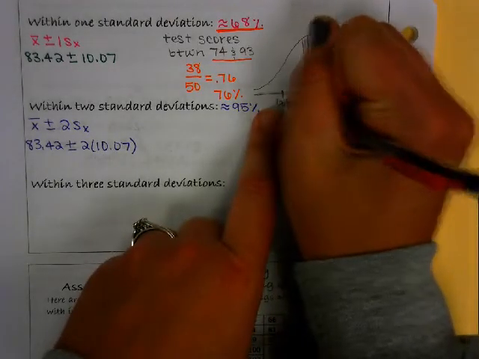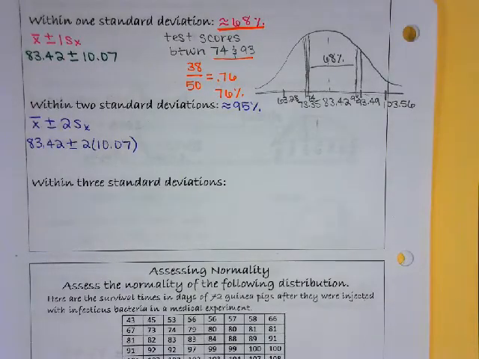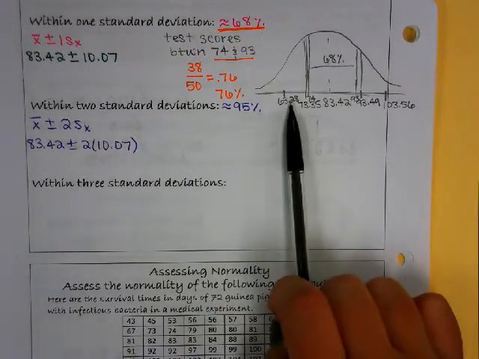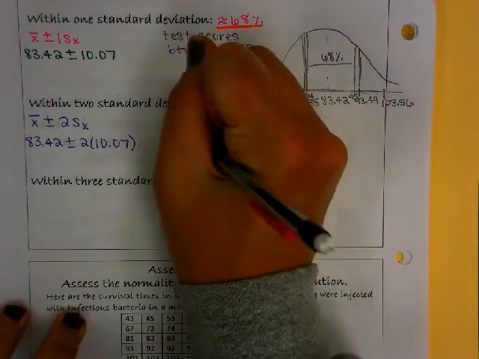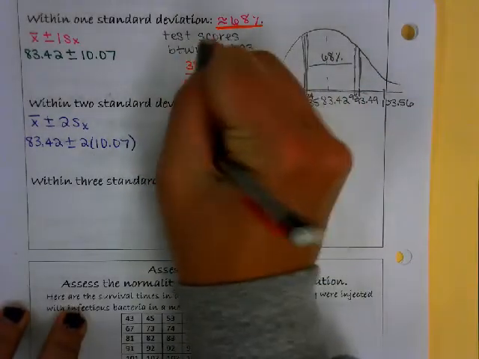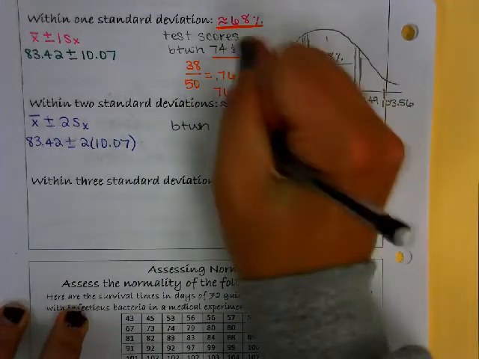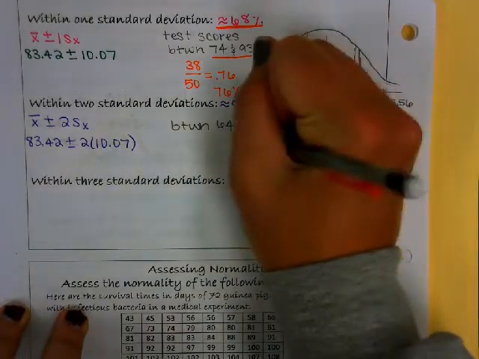What's the above? 103.56. And then 63.28. And again, our test scores are whole numbers, so I want to look for test scores between, I have to go slightly above this, so between 64 and right below that one and 103. I want you to go back and count how many test scores are between 64 and 103, and you include the 64 and the 103.